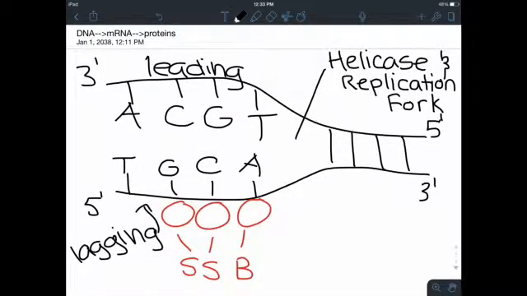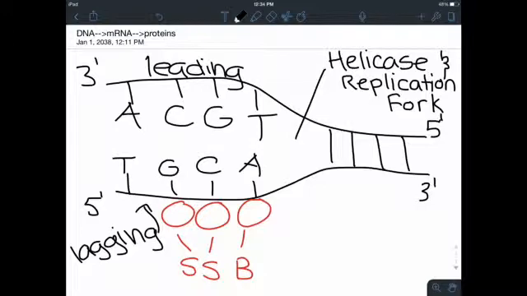The leading strand is easier to read because it starts copying from the 3' to the 5'. The lagging strand is harder because you have to start at the helicase and then work towards the end.